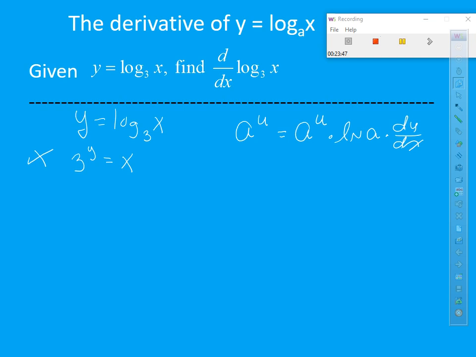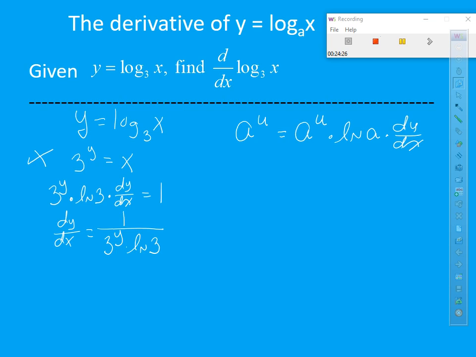So now let me apply that to 3 to the y. The derivative of 3 to the y is going to be 3 to the y times the natural log of 3 times the derivative of the exponent, which is dy dx, and the derivative of the x is 1. Let's solve this for dy dx. So it looks like dy dx is really 1 over 3 to the y times the natural log of 3.